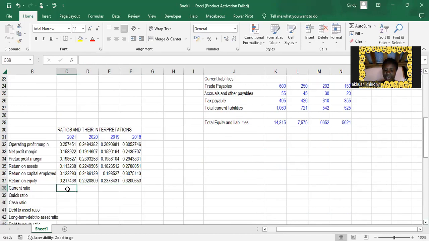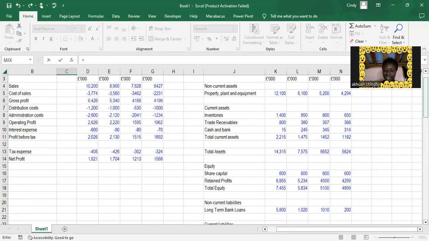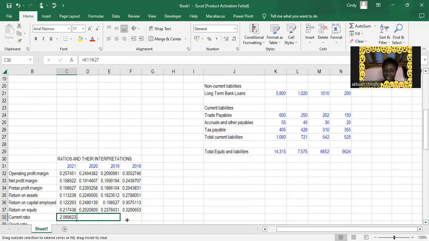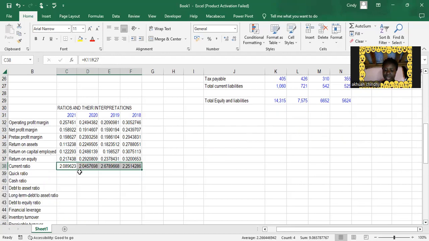So the current ratio is just the ratio of current assets to current liabilities. So here we are looking at the balance sheet. So we'll pick our total current assets, then we'll divide it by the total current liabilities to get our current ratio. So total current assets divided by what? Total current liabilities, which is here. Then we'll press enter. Then we'll use the Excel formula across the years. Then we see that Excel has calculated it for us. Then move on to the quick ratio.